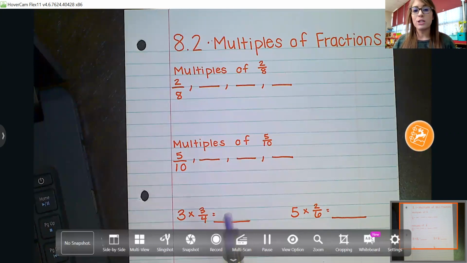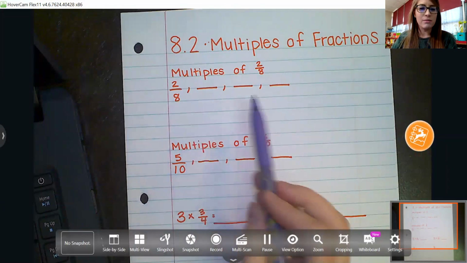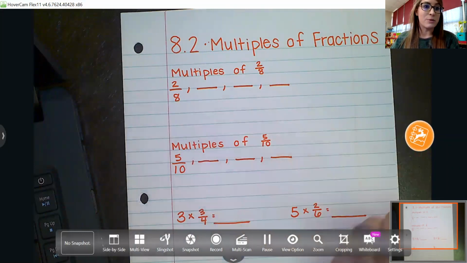Today we're talking about 8.2 and multiples of fractions. Yesterday we talked about multiples of unit fractions, where all of our fractions had a numerator of 1. Today we're talking about multiples of just fractions in general that don't necessarily have a numerator of 1. But I promise you, if you rocked yesterday's lesson, and I know you did, you're going to do great today too, okay? So let's just watch me on this one, and then we'll do the next one together, okay?